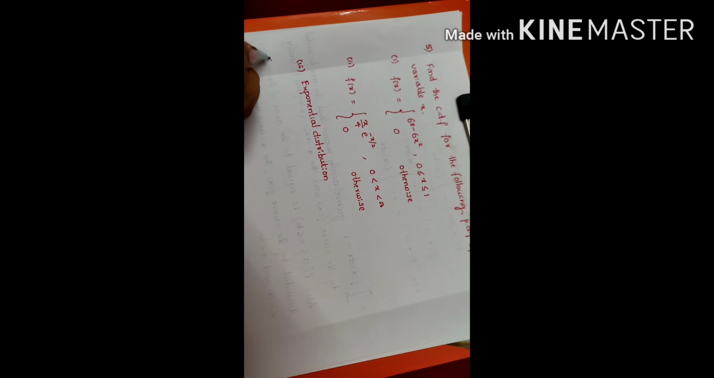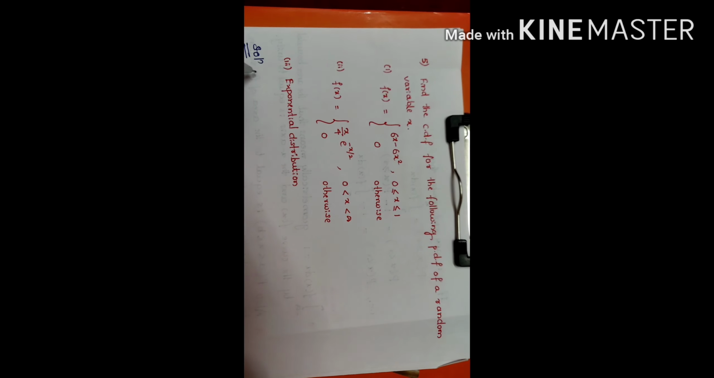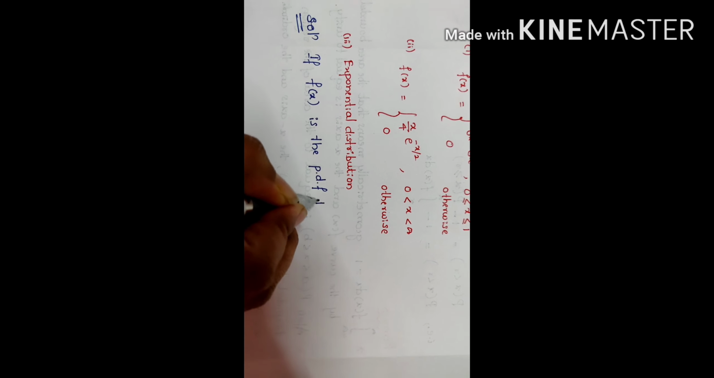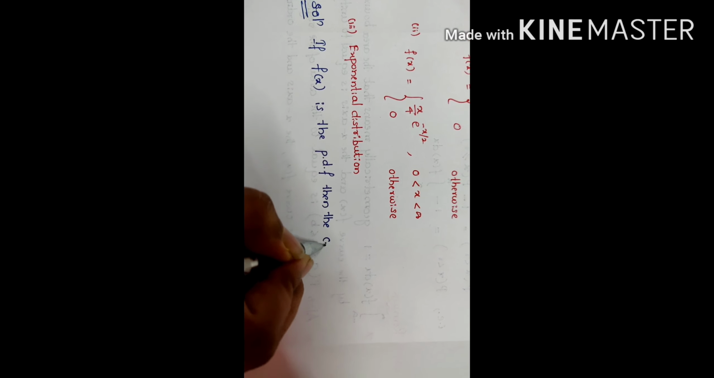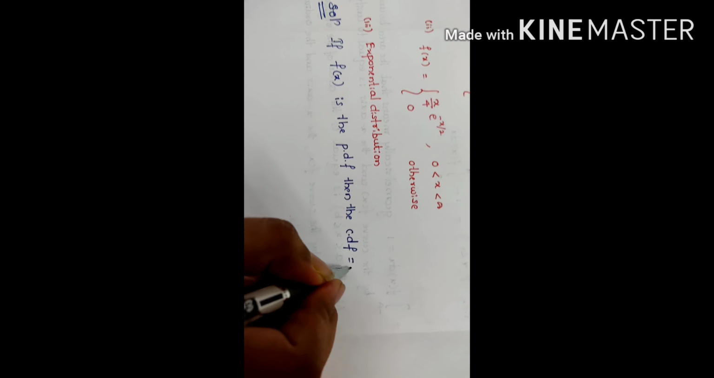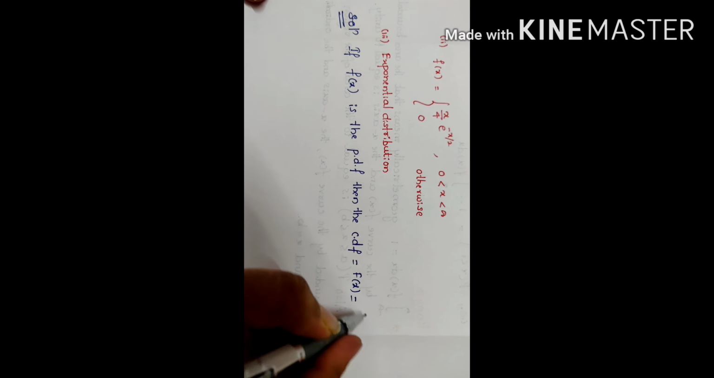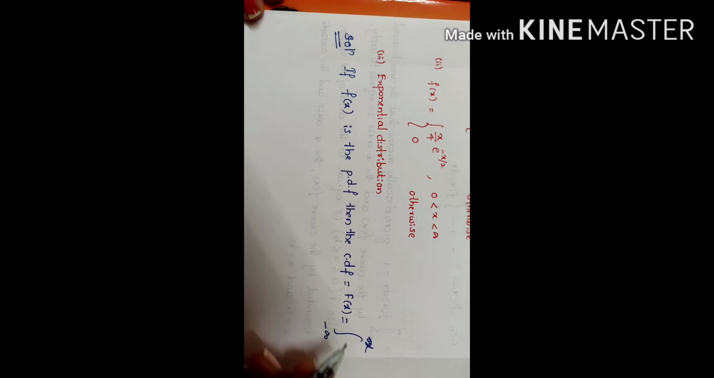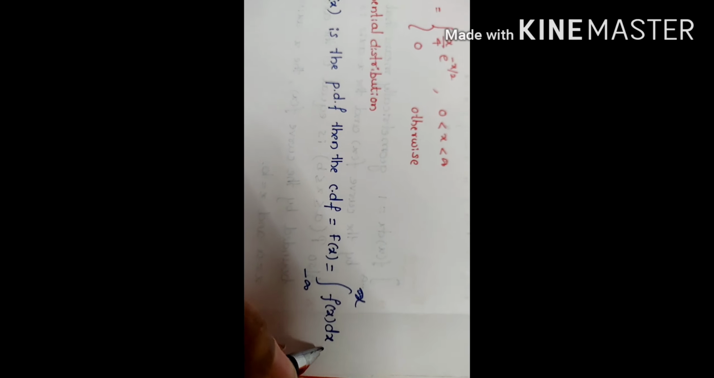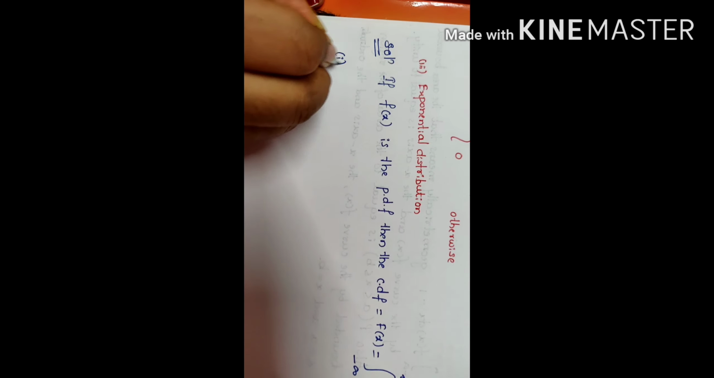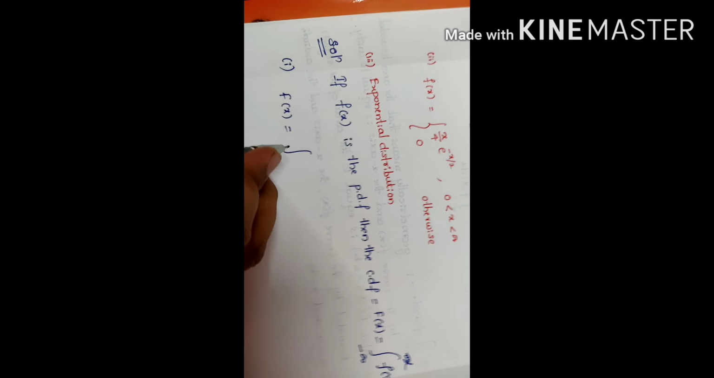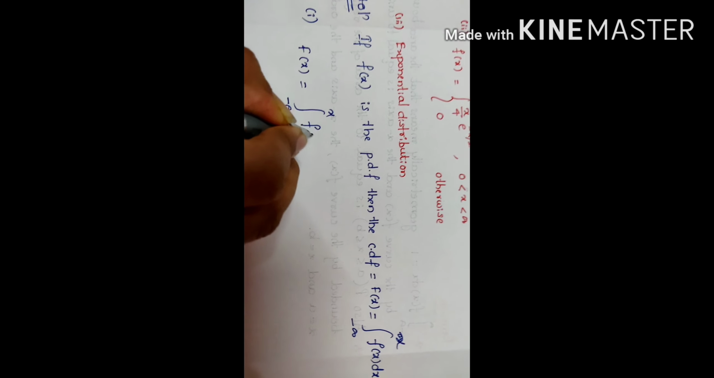Solution: if f of x is the PDF, then the CDF, according to our definition, is the integral of the PDF from minus infinity to x of f of x dx. So for the first example, we need to find the CDF. Its CDF becomes F of x equals the integral from minus infinity to x of f of x dx.